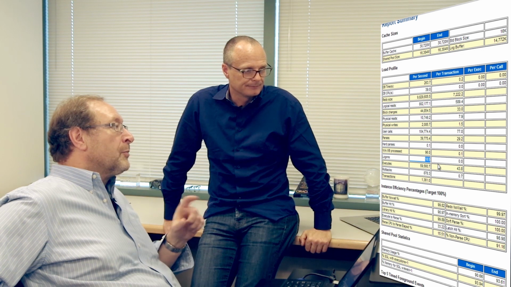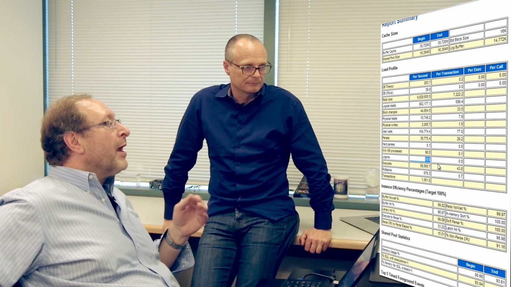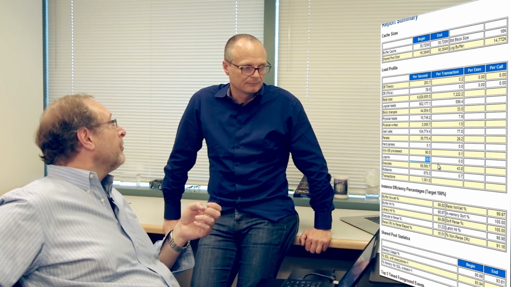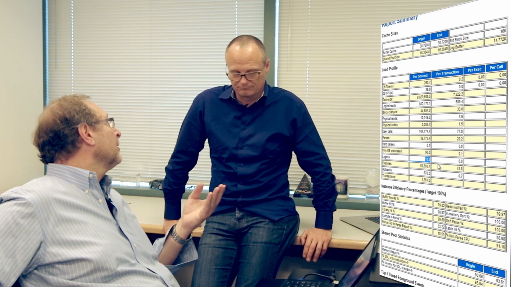One of the problems that we have when we're looking at AWRs, especially longer period AWRs like this, is that unless the workload is completely stable over that time period, then any peaks in problems will get averaged down. So it may well be that this 10.5 average logons per second, there were times when we were doing over 100 logons per second.